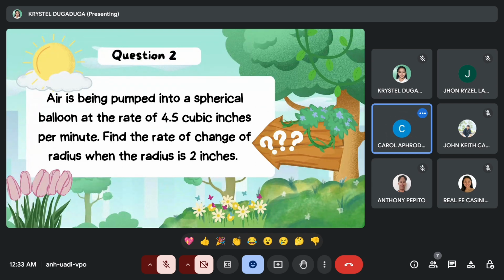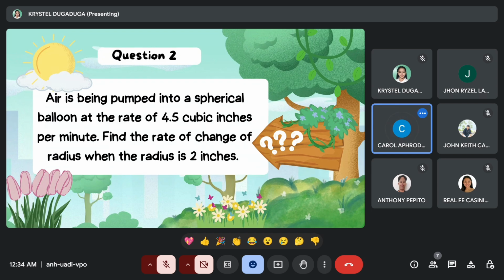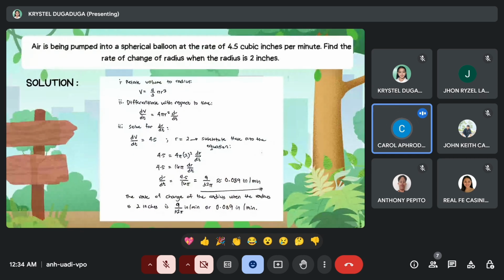So for question 2, air is being pumped into a spherical balloon at a rate of 4.5 cubic inches per minute. Find the rate of change of radius when the radius is 2 inches. We are given that air is being pumped into a spherical balloon at a rate of dV over dt equals 4.5 cubic inches per minute.